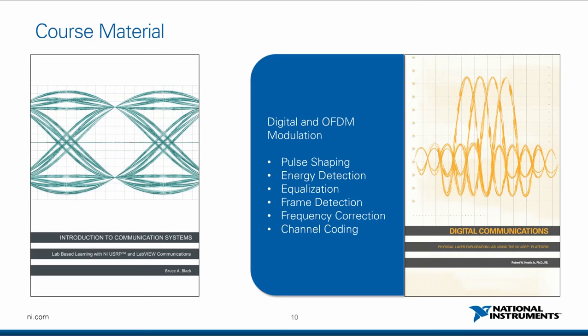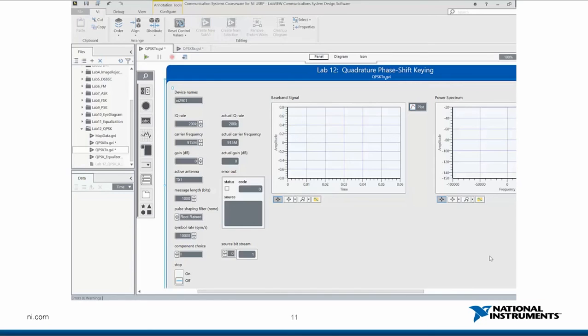So let me show you one of the experiments from these manuals in action. Now, what I have here is my completed solution to lab number 12 in Introduction to Communication Systems. Now, this lab is the QPSK lab. QPSK, or Quadrature Phase Shift Keying, is one of the more popular modulation schemes that comes up in textbooks. I think some of the reasons behind its popularity is really it's one of the first modulation schemes that allows us to introduce students to the eye diagram and concepts like bit error rate.